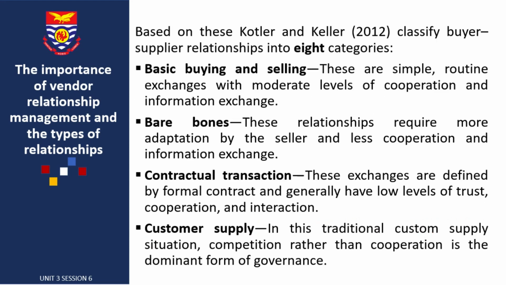Based on these, Kotler and Keller classify buyer-supplier relationships into 8 categories. For one, basic buying and selling. These are simple routine exchanges with a moderate level of cooperation and information exchange. So basically, I just come, I buy, and I go. It mostly refers to the status of where you bought specific items.